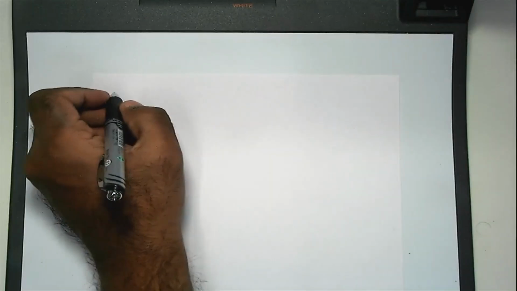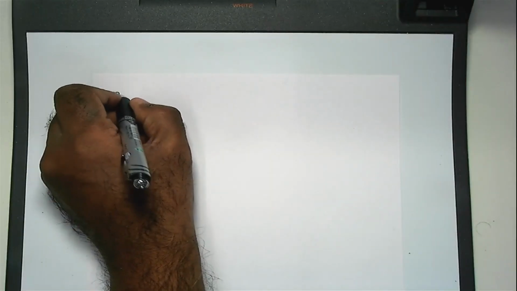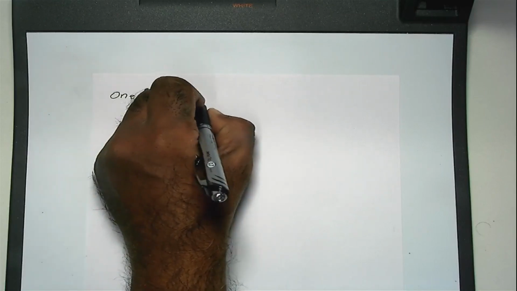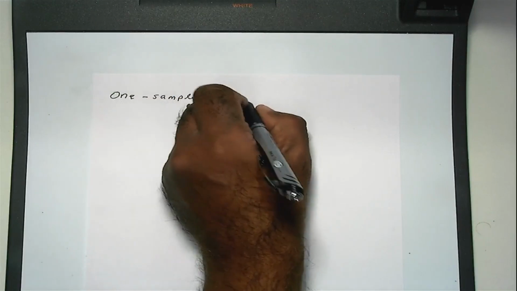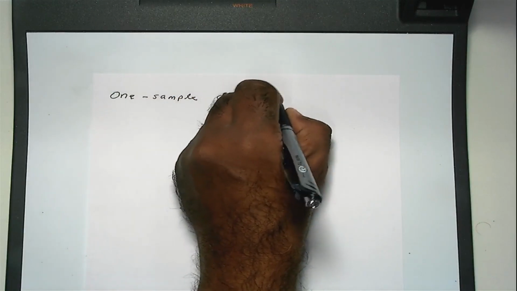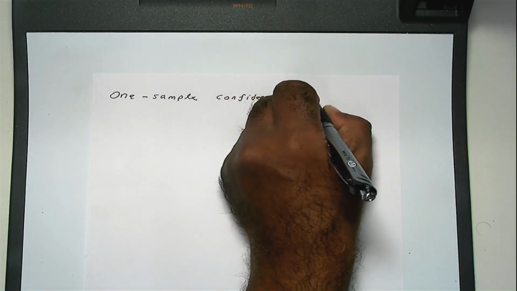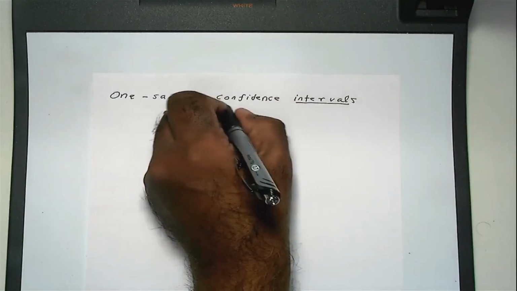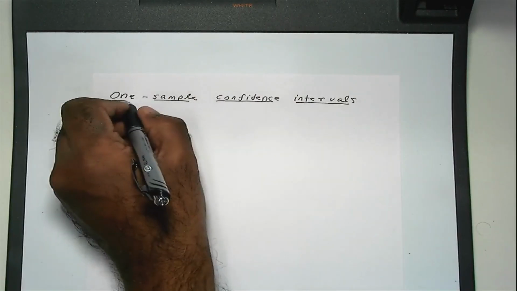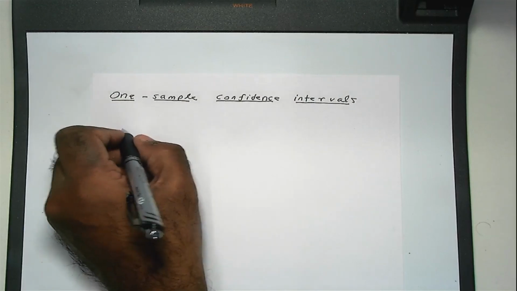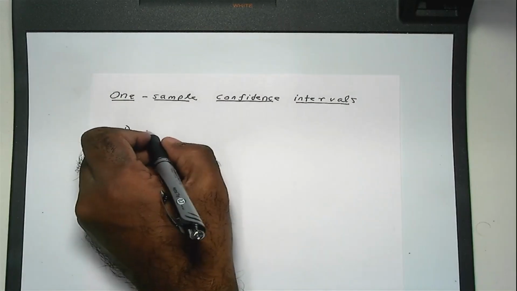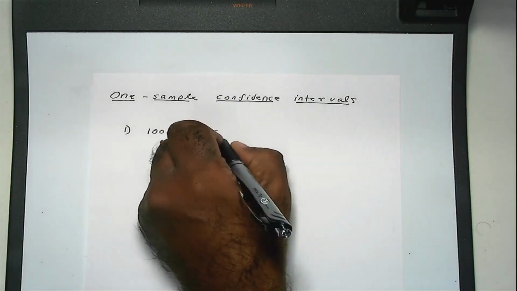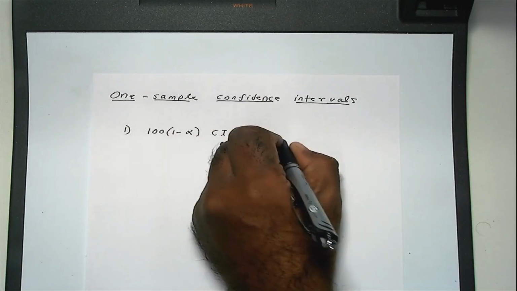In this video, I will talk about 4 different sample confidence intervals. All right, the first one. Well, I will write down the 4 first. The first one is 100 times 1 minus alpha CI for population mean.